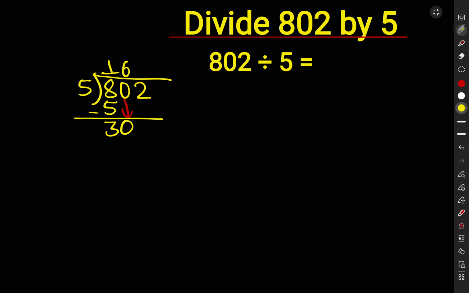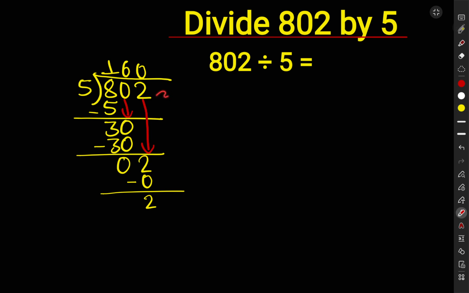So 5 times 6 is 30. On subtracting we get 0. So again we put down this 2 and 5 times 0 means 0. On subtracting we get 2. So now we have no other number to put down.